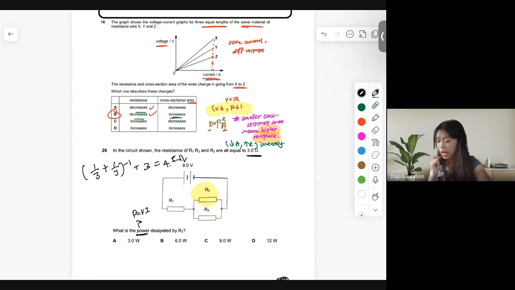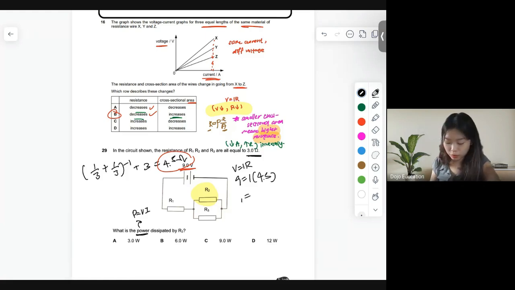Oh, okay. And then I can find my total current flowing through the entire circuit because I have my resistance, and I have my voltage. Okay, so V equals IR, my V is 9, my I is unknown, and my resistance is 4.5. So my I is 9 divided by 4.5. My current flowing through is 2 ampere.